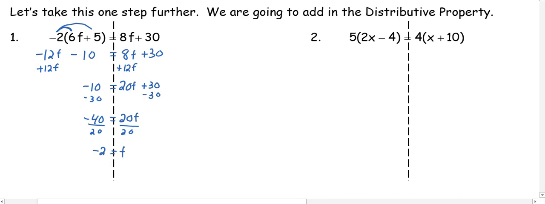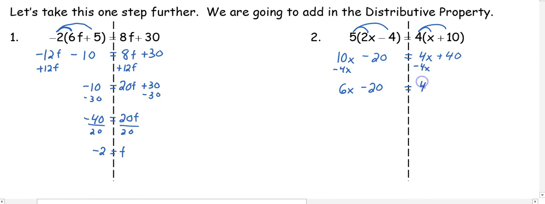Now in number 2, there's a parenthesis on both sides of the equal sign. So we're going to distribute 5 on the left. And when I multiply, that gets me 10x minus 20. And we're going to distribute 4 on the right side. So 4 times x is 4x. 4 times 10 is 40. Now in this case, the smaller variable is 4x. So because it's positive, we're going to subtract 4x from both sides. So we get 6x minus 20 equals 40.